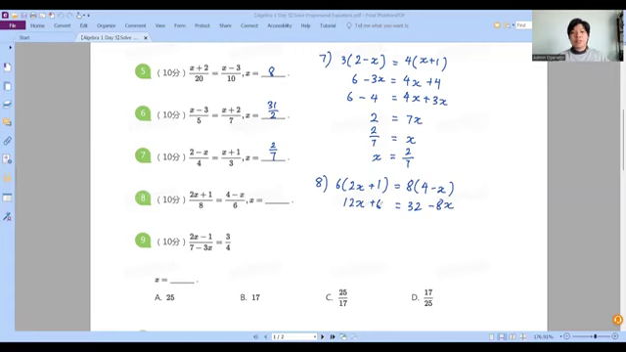Now I'm moving my x terms to the left. 12x plus 8x. And let me move that 6 to the right. 32 minus 6. Okay, right here I'd have 20x equals to 26. Now I'd get x equals 26 out of 20. I can simplify by dividing the numerator and denominator by 2. So I'd have 13 out of 10. x is equal to 13 out of 10.